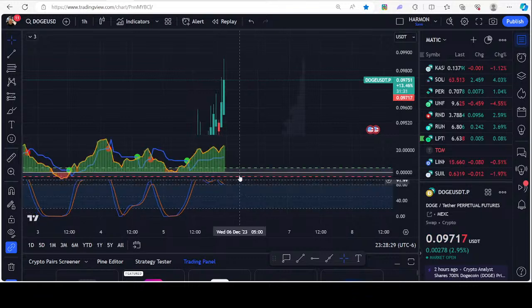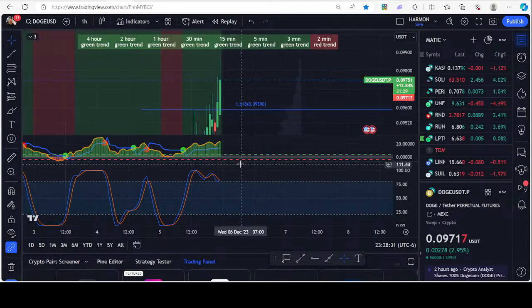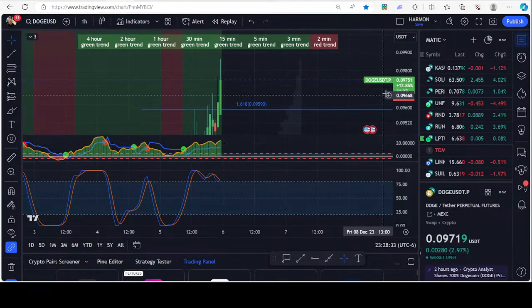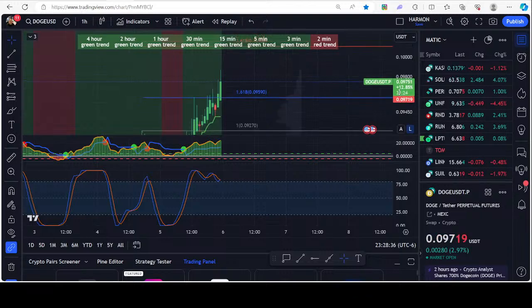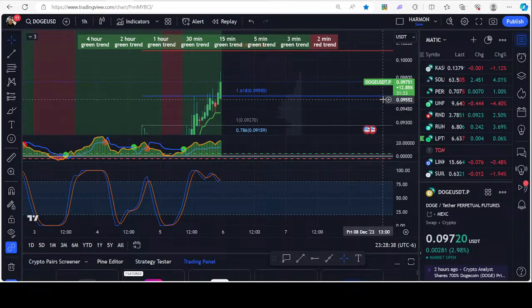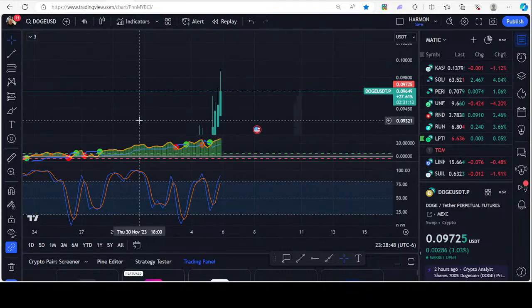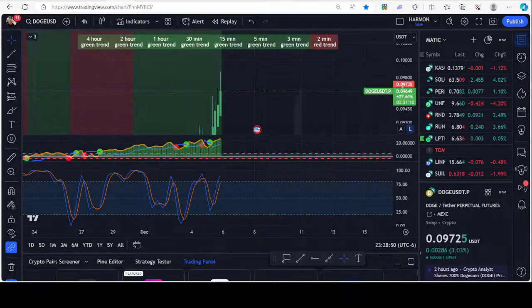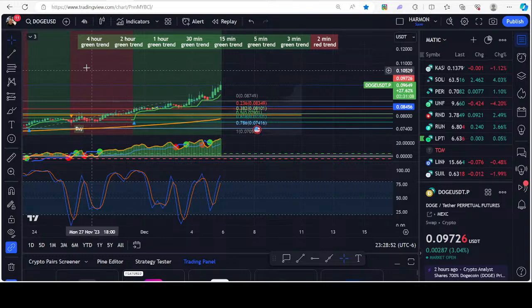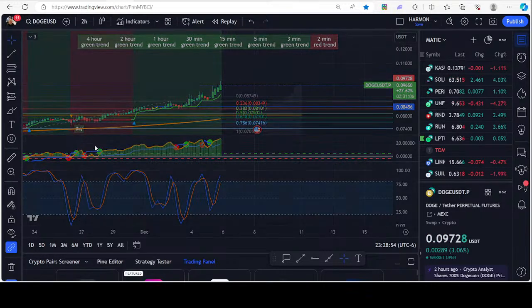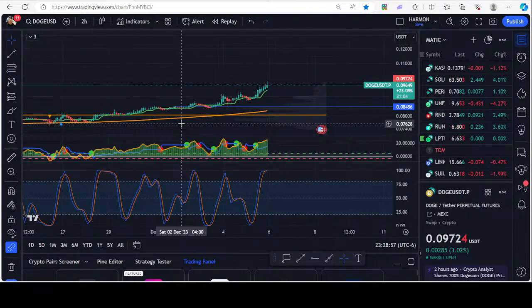Okay. So that's going to let you know right there that there's so much momentum on the upside right now, right? That Doge is looking to push again, right? So first thing is identifying a trend, right? So to identify a trend, go to your 4 hour and you'll see that it's green, right? Green trend on your 4 hour. You'll see that you also have a 2 hour green trend, right?